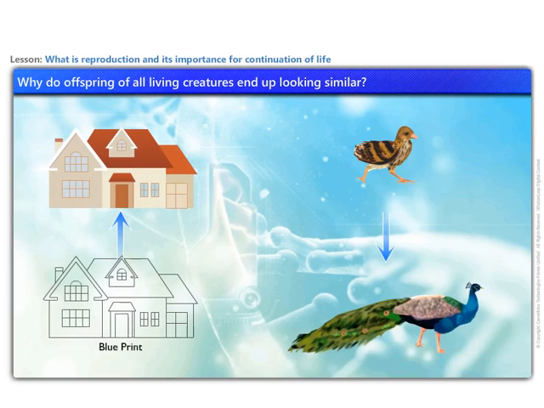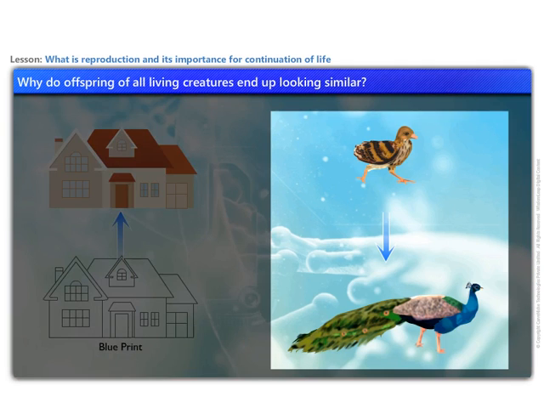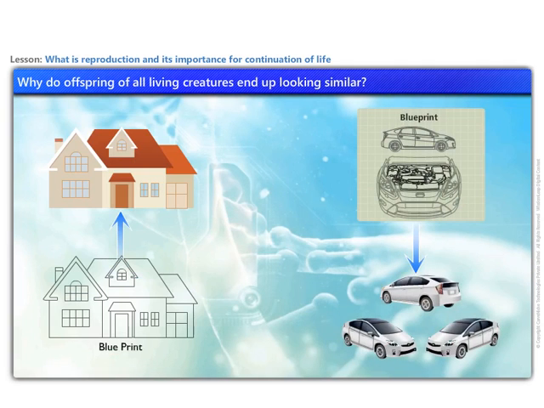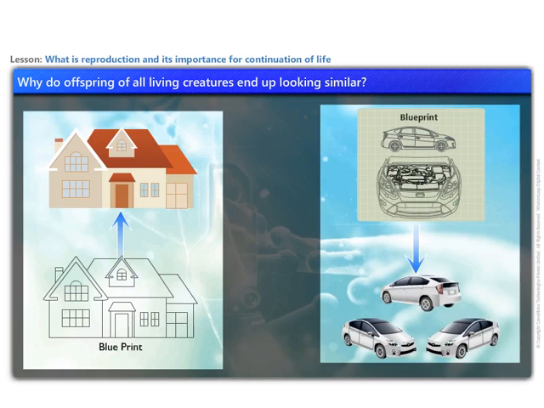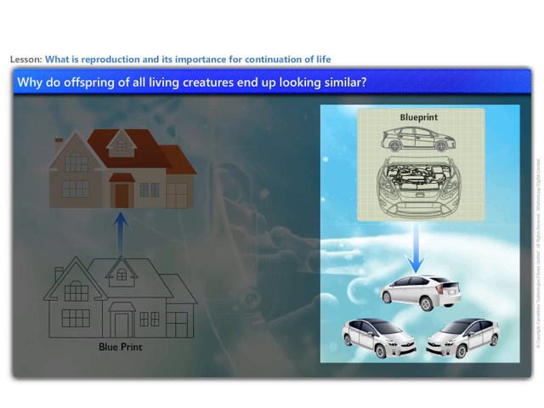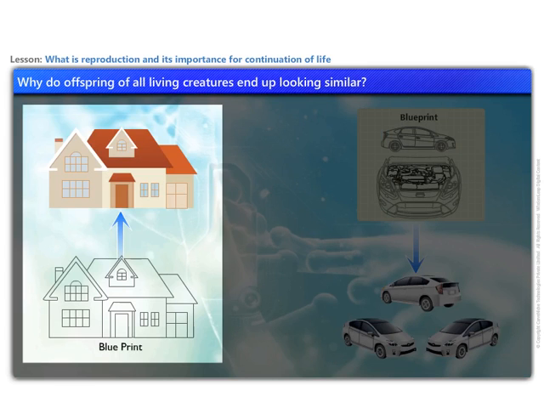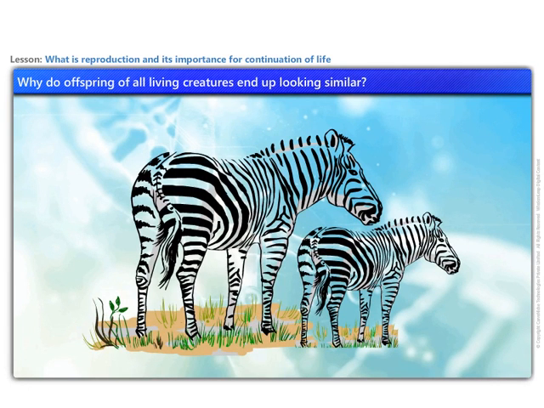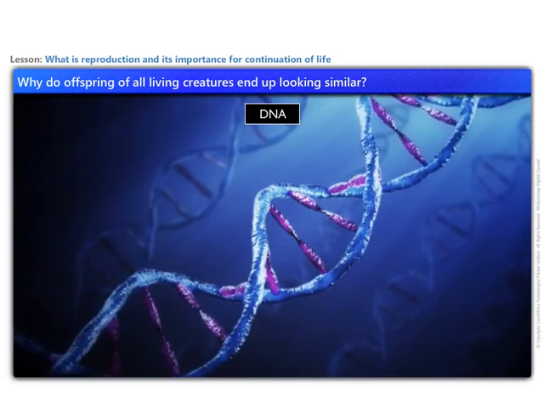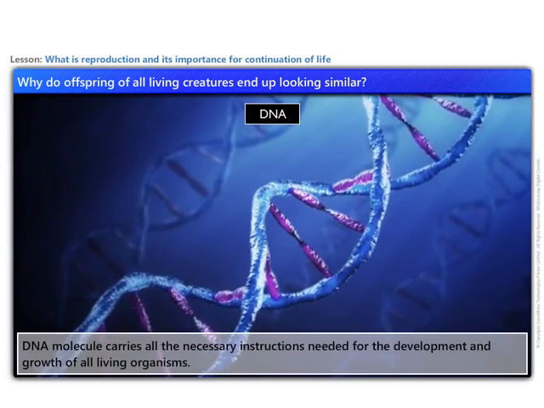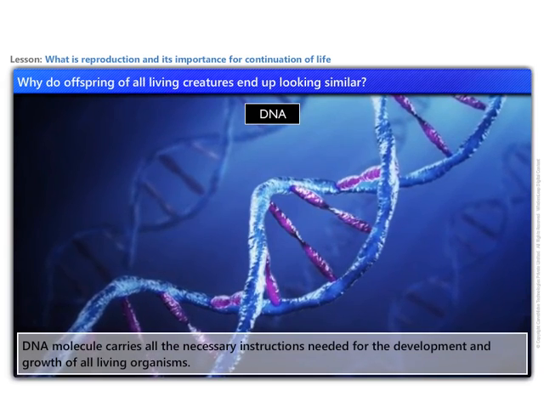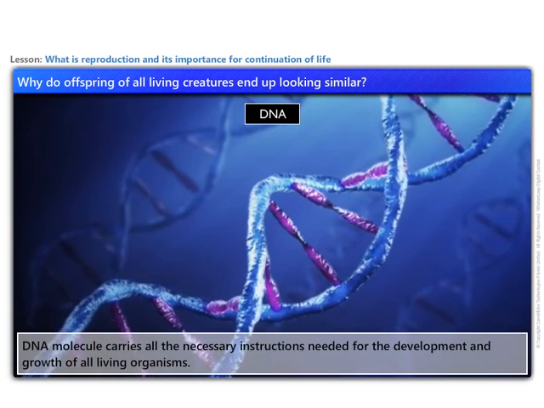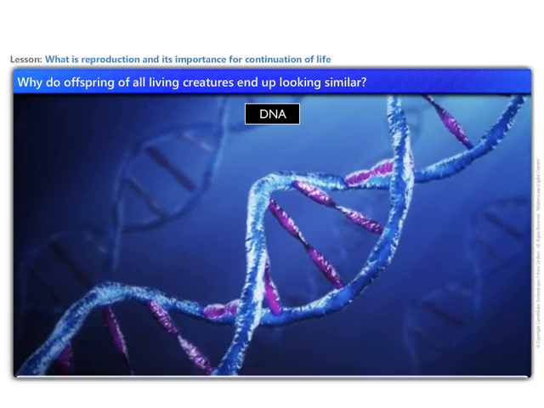To make a reproduction is to make a copy, and this fact is true in both the living and non-living world. In the non-living world, one can make a reproduction by copying the original. This is how cars are manufactured and houses are built according to a given blueprint. In the living world, the blueprint comes in the form of a molecule called DNA. This molecule carries all the necessary instructions needed for the development and growth of all living organisms.